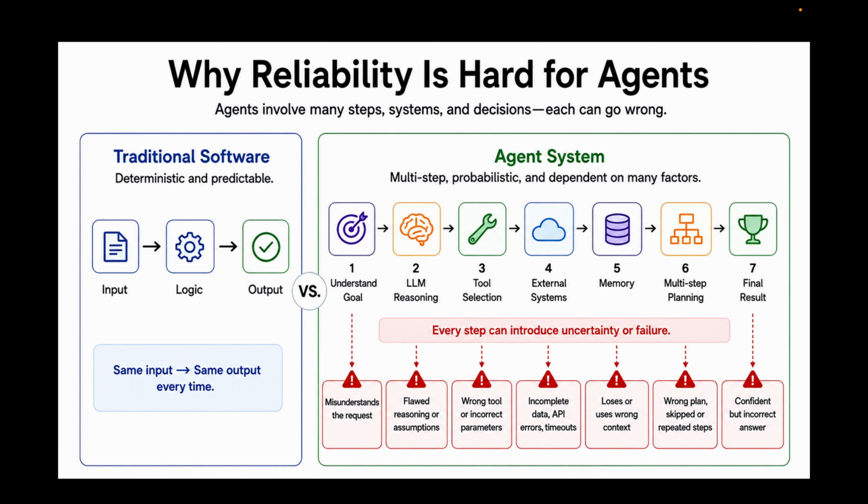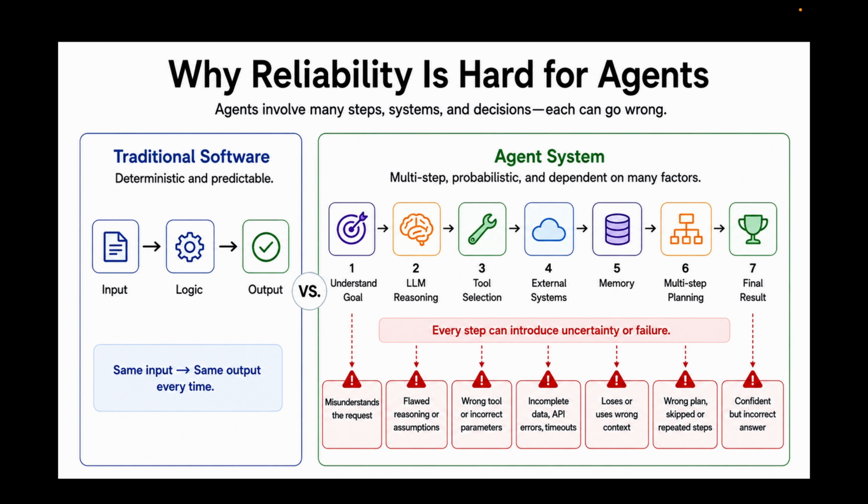AI agents exhibit many of the same reliability challenges as distributed systems, with the added complexity of non deterministic decision making. As a result, designing reliable agents requires a different mindset than designing traditional software. There are many potential points of failure.